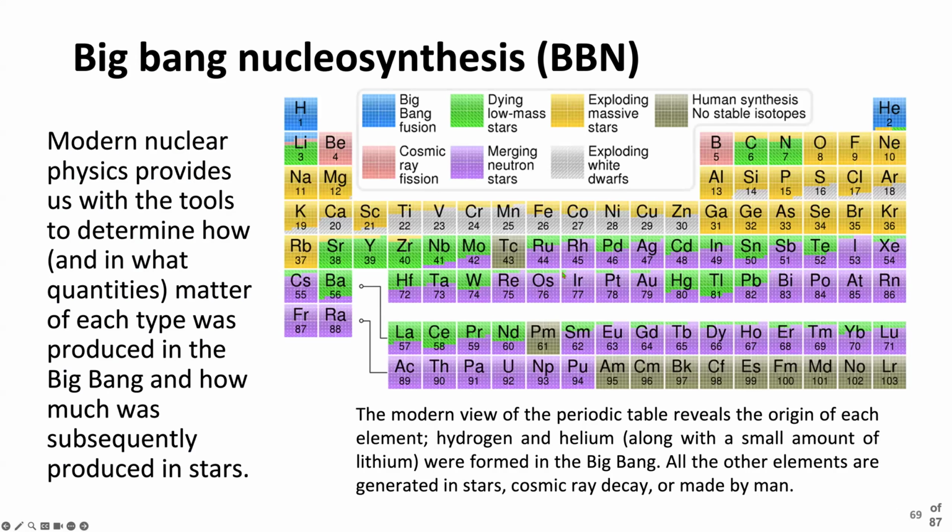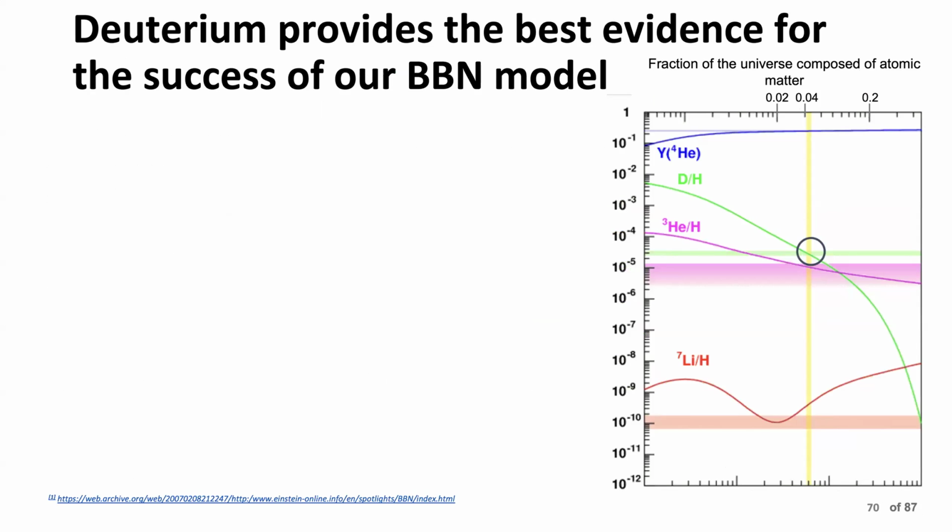We've already shown you this periodic table we get from looking at the various constituents that we see in galaxies, and we can compare that with what nuclear physics tells us about creation of heavy elements in stars. And here's what's really interesting.